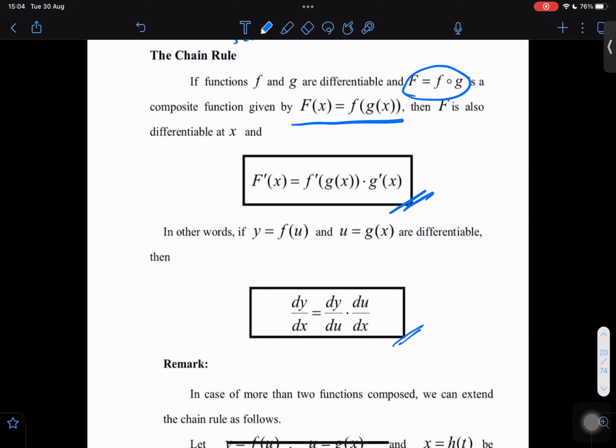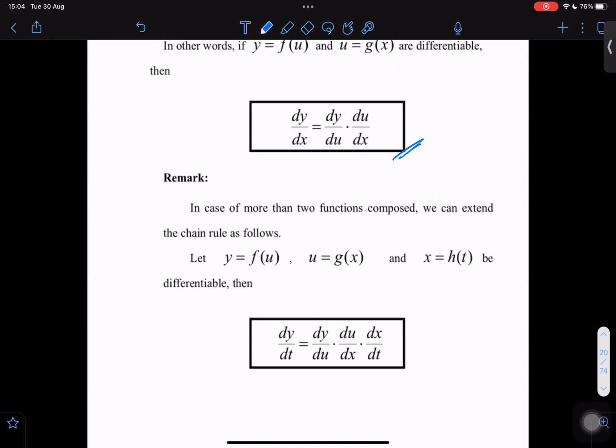Or we can write it like this also. And you can composite more than just 2 functions, you can do 3 functions, 4 functions, like that. You can see that y is a function of u, and u is a function of x, and x is a function of t. When you want to find the derivative of y with respect to t, then you can use the chain rule like this.